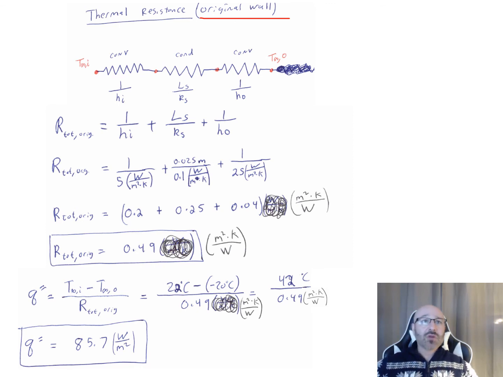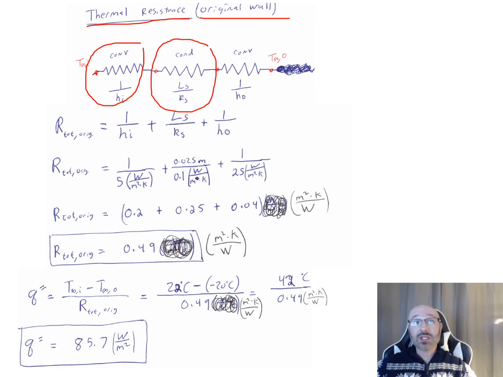If we're looking at the thermal resistance and we draw out our thermal circuit for just the sheathing, we have our inside temperature and our outside temperature. We have conduction going through the sheathing in the center, but then we have convection on the inside and the outside, all through the air right there. So we have convection, conduction, convection. This is our total thermal resistance for the original.